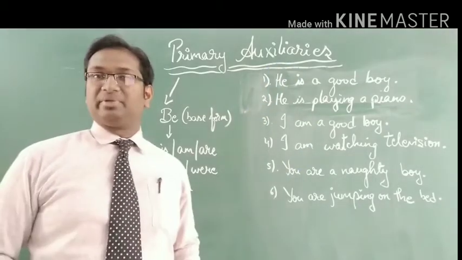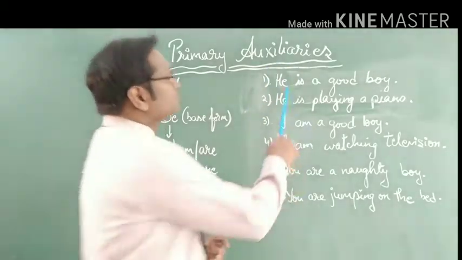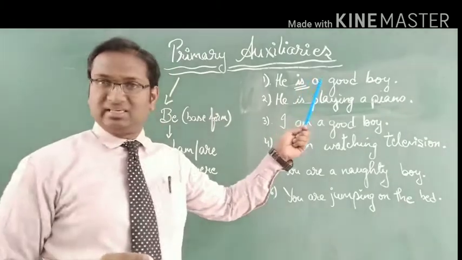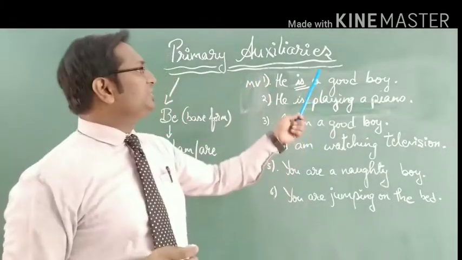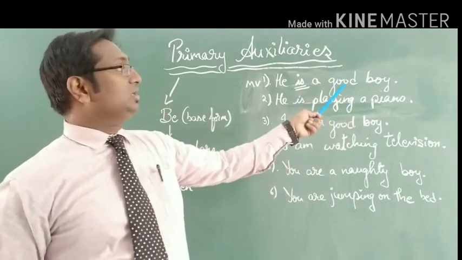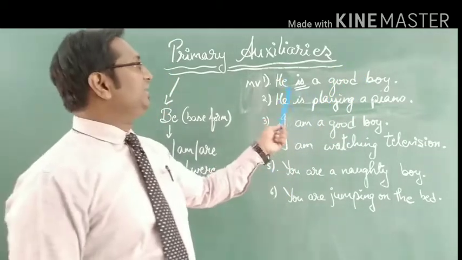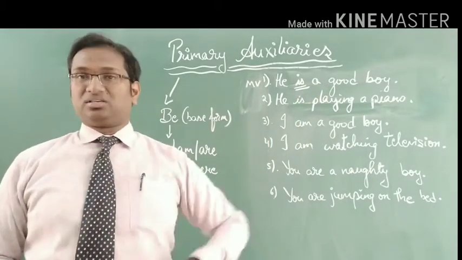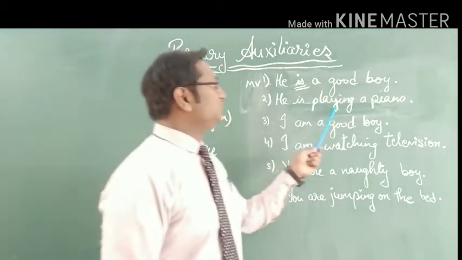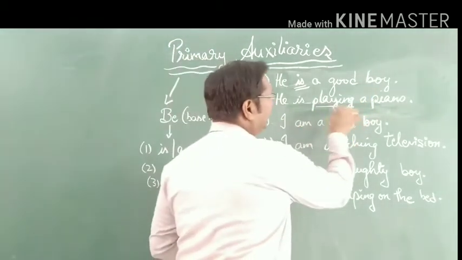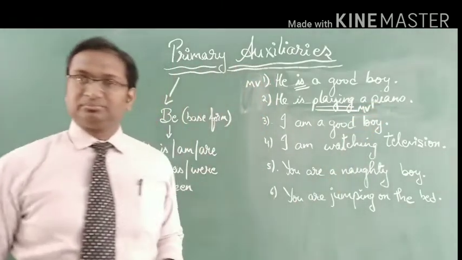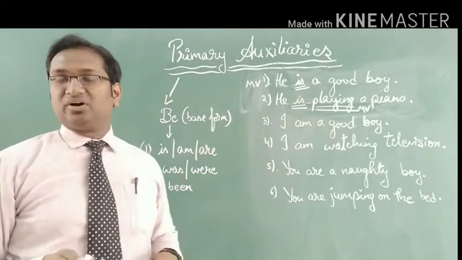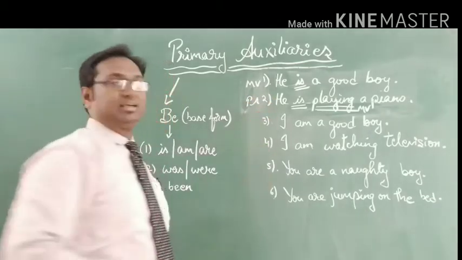Now these are the examples. Let's study these examples one by one. He is a good boy. Now over here we have is, and this is your main verb because we don't have any other verb. The word good is your adjective. So we don't have any other verb except is. So is over here is your main verb, not the auxiliary. Second, he is playing a piano. Now over here playing is your main verb, and helping verb is. So helping verb is your primary auxiliary.